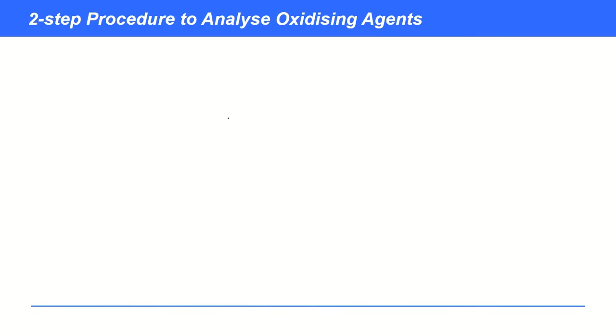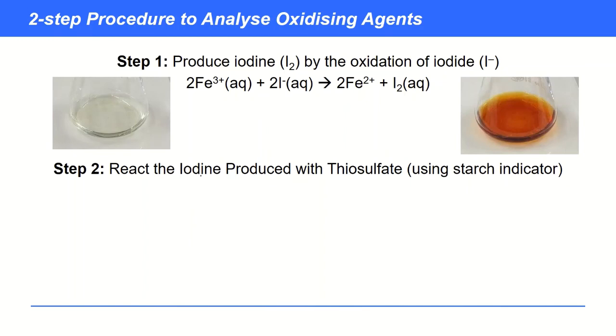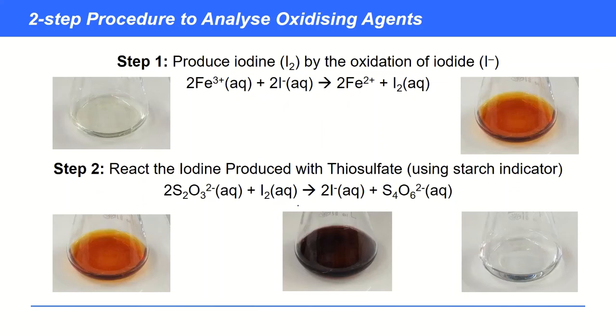So let's summarise the 2-step procedure for analysing oxidising agents. Step 1, we're going to produce iodine by the oxidation of iodide. And remember, this I2 is the brown colour that we get here. Second step, we're going to react the iodine produced with thiosulfate using a starch indicator. So this is the reaction that goes on. Gradual fading of the colour, as we've seen before. We add starch and it goes blue-black. We carry on adding thiosulfate until all that iodine's gone, at which point the solution turns colourless.